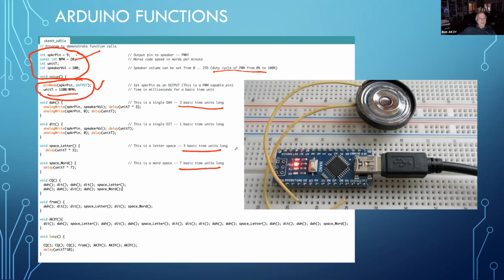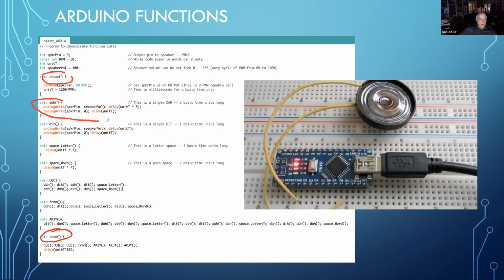So now here, we're going to create a couple of functions. Remember that the print command was a function call. Well, I'm going to write my own functions here. Setup was a function. Loop was a function, and I'm going to create some other functions. I'm going to create a DA function. And what is a DA function?